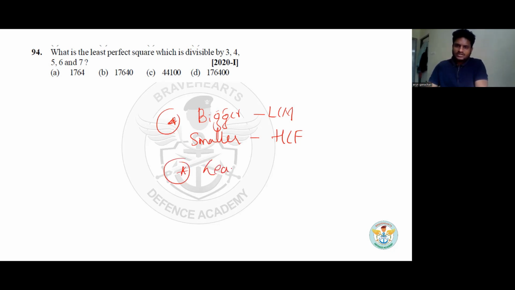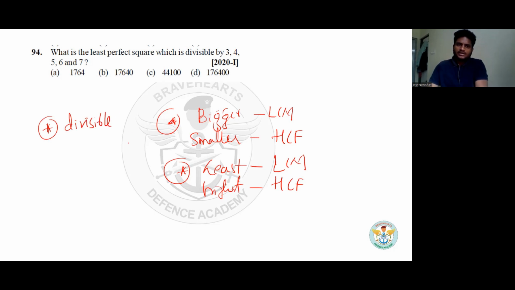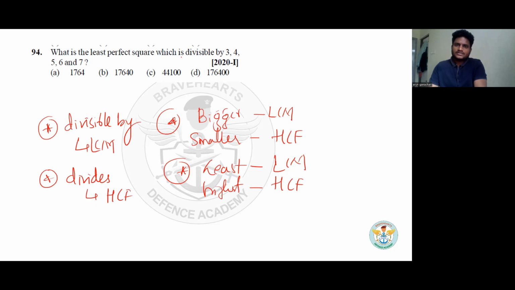One more was if the question mentions least, then we'll find LCM. If the question mentions highest, then we'll find HCF. And in this class, I'll teach you one more trick. If the question has divisible by, then we'll find LCM. If your question has divides, then we'll find HCF. So if the question has divisible by, we have to find LCM. And one more trick is if it is asking for least. Understanding what we are doing here? Now tell me the answer for this.